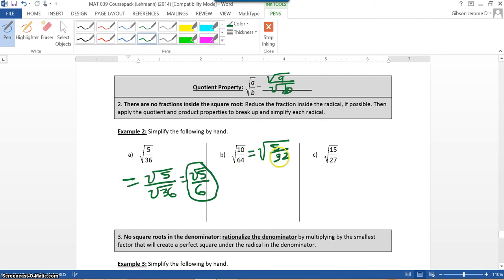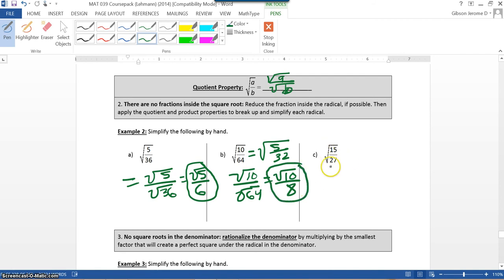Now, this is going to complicate things because you're going to have to find a perfect square in 32 and then also get rid of the radical in your denominator. When you could do this, isn't 64 already a perfect square? Yes, it is. So we could break this up as the square root of 10 over the square root of 64. So we will have the square root of 10, and the square root of 64 is 8. And we're done.